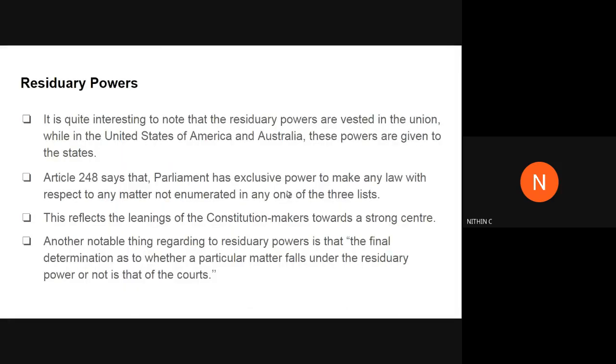ഓക്കെ, ഈ 3 ലിസ്റ്റിലും പെടാത്ത കുറച്ച് സബ്ജക്ട്സ് ഉണ്ടാവും. അങ്ങനെയുള്ളതാണ് നമ്മൾ റെസിഡ്യൂറി സബ്ജക്ട്സ് എന്ന് പറയുന്നത്. സോ അതിൽ ലോസ് ക്രിയേറ്റ് ചെയ്യാനുള്ള പവർ എന്ന് പറയുന്നത് ദാറ്റ് ഈസ് ആക്ച്വലി വെസ്റ്റഡ് അപ്പോൺ ദ യൂണിയൻ. അതിനുള്ള പവറും യൂണിയൻ ആണ് കൊടുക്കുന്നത്.